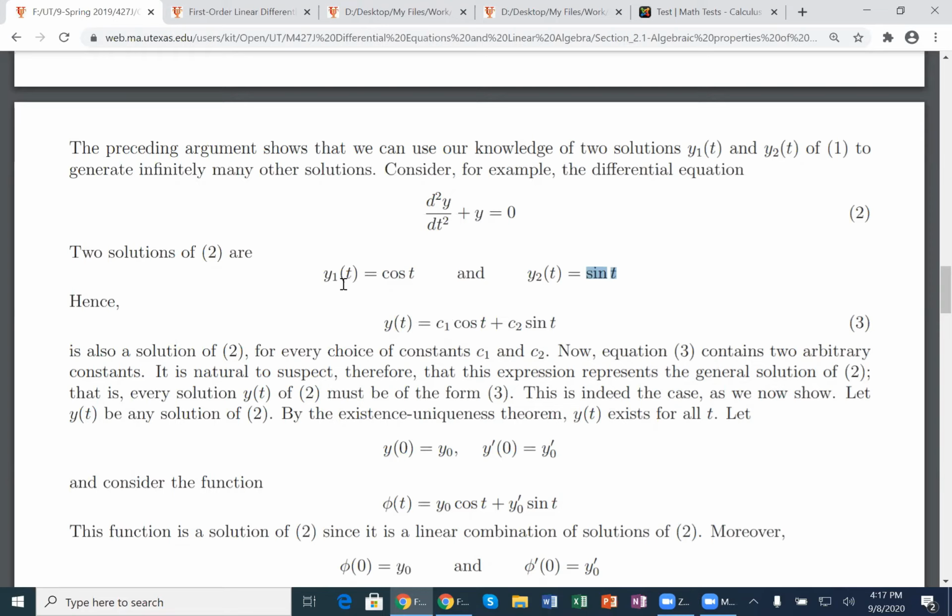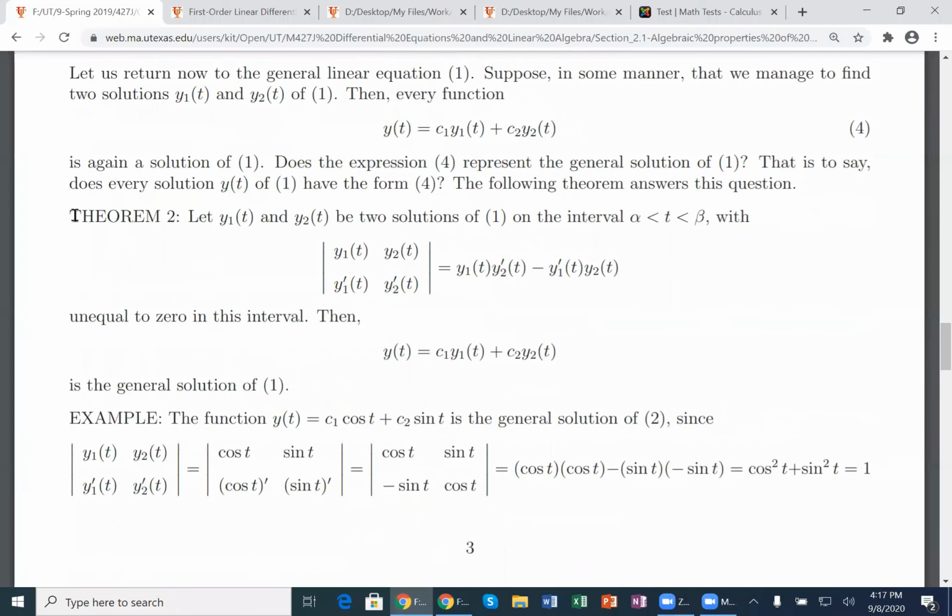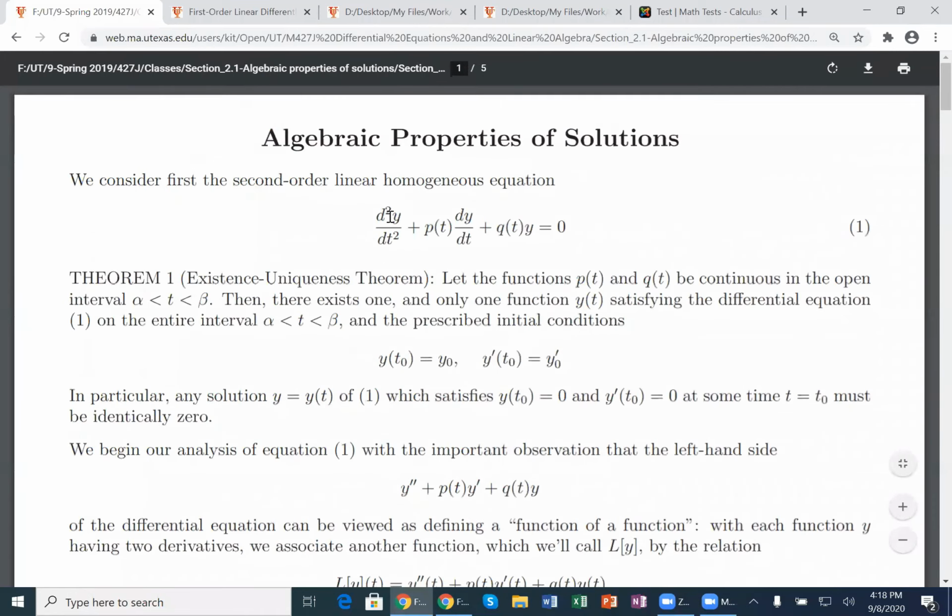Conclusion. If we have an equation and we have two particular solutions, this does not necessarily mean that C1y1 plus C2y2 is the general solution. In which case, this is the general solution? Please take a look at theorem 2. Suppose y1 and y2 are two solutions of our equation 1. So here is equation 1.